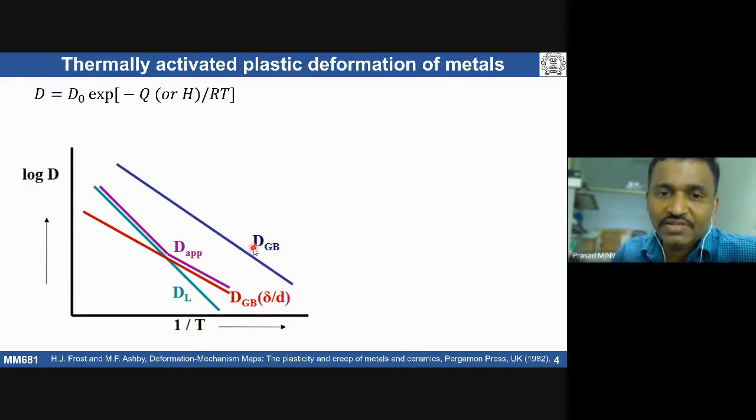Am I right? Now, for example, in a polycrystalline material, both of these are going to take place.